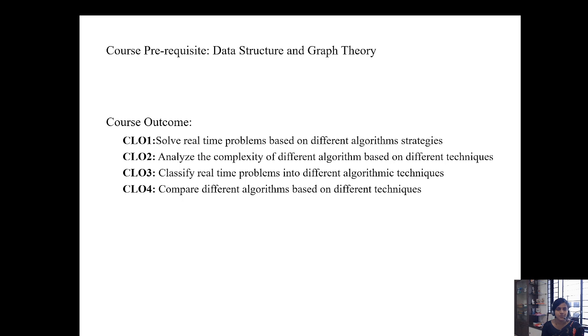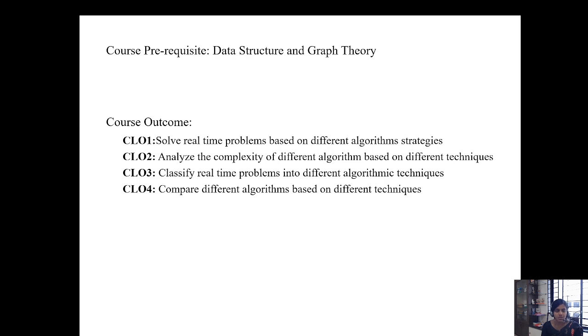The prerequisites for the course are data structures and graph theory. To study the design and analysis of algorithms subject, we need to understand the basics of data structures and some concepts of graph theory. The next point is what the course outcomes of this subject are. After the completion of design and analysis of algorithms, we will achieve all these course learning outcomes.